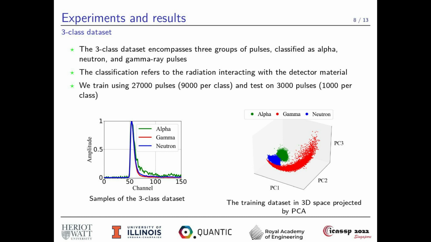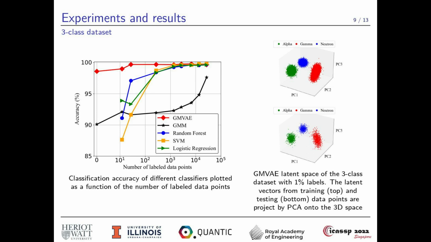The figure on the left shows one sample of each class of the training dataset, and the figure on the right presents the training dataset in 3D space projected by PCA. We evaluate the performance of GMVAE in terms of classification accuracy by training with different numbers of labeled data points, from 0 to 100% of the size of the training dataset. The accuracy of GMVAE is compared to a semi-supervised GMM implemented using the EM algorithm. The accuracy with labeled data is also compared to different classifiers for supervised learning.